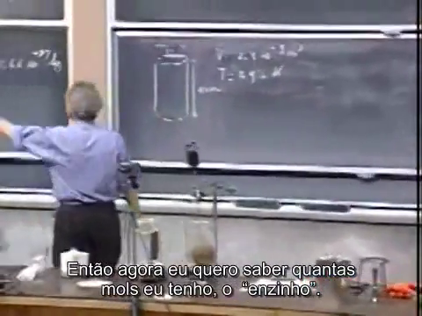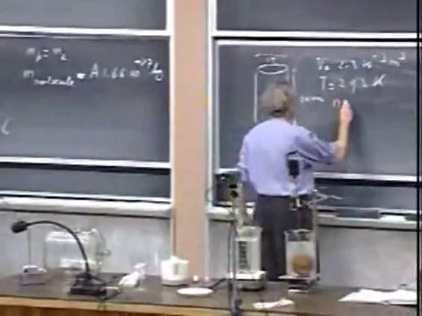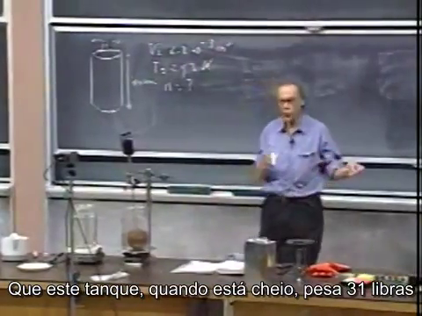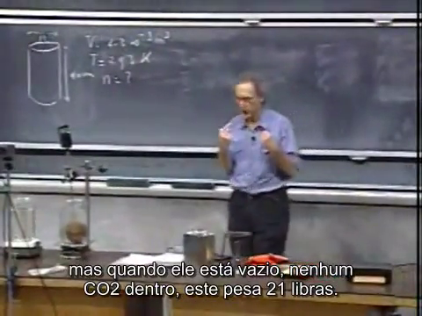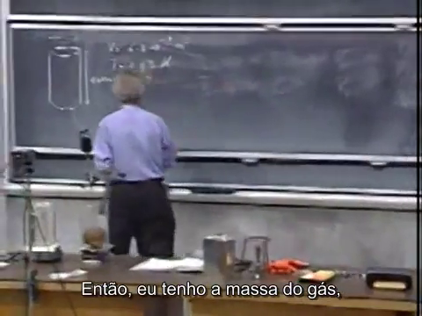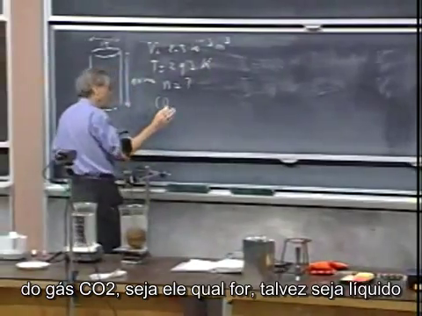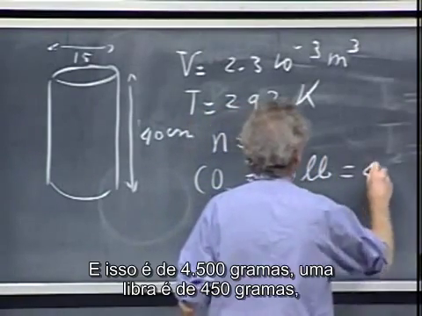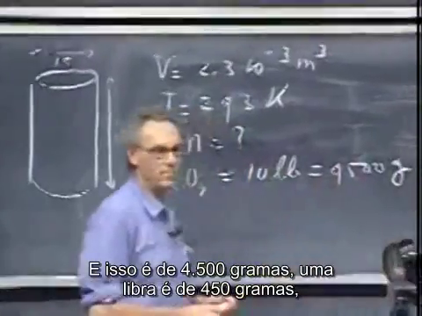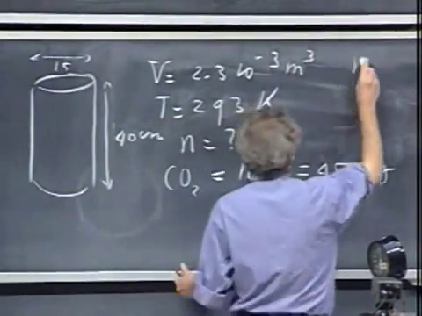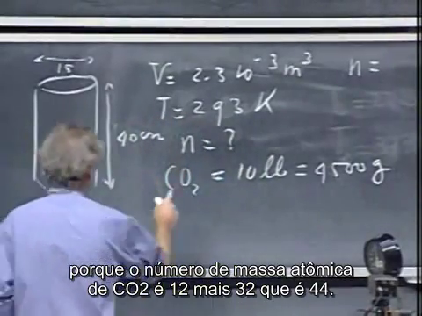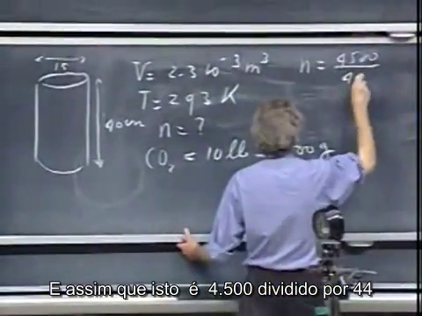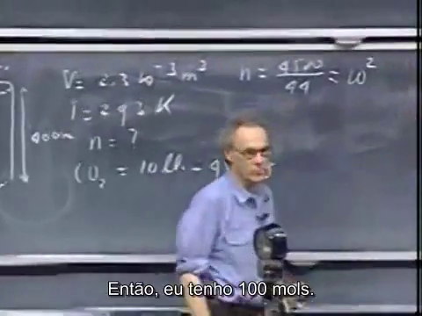So now I want to know how many moles I have, the little n. And what I read on the label, that this tank, when it is full, weighs 31 pounds, but when it's empty, no CO2 inside, it weighs 21 pounds. So I have the mass of the gas, of the CO2, whatever it is, maybe it's liquid, is 10 pounds. That's a given. And that is 4,500 grams. A pound is 450 grams. So I know what n is, because the atomic mass number of CO2 is 12 plus 32 is 44, and so that is 4,500 divided by 44. That's close enough to 100. So I have 100 moles.